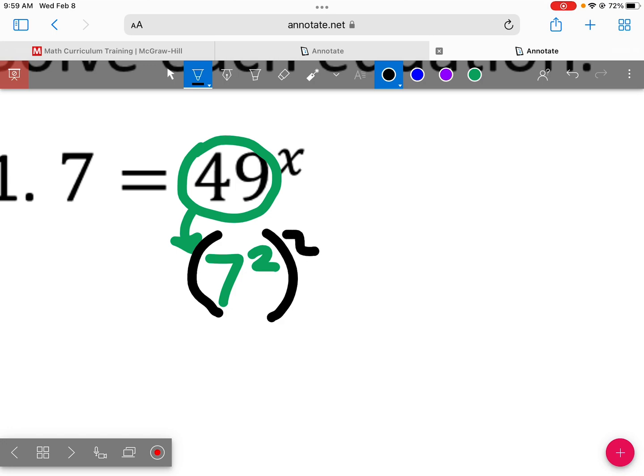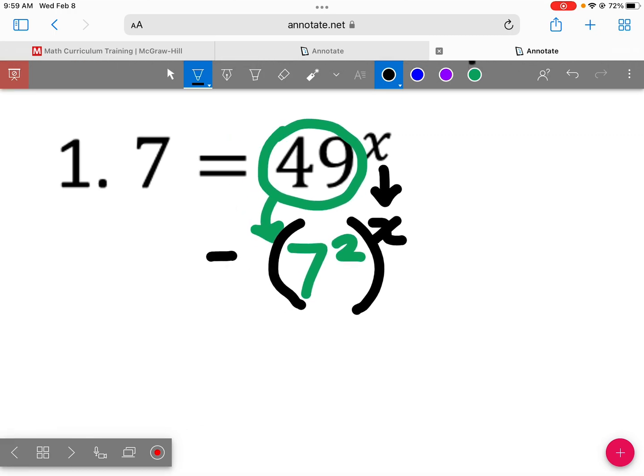What do I do with that exponent of x? Yep, just bring it down. This comes straight down. Over here on this side, I have 7, but that doesn't have an exponent on it. If I don't see an exponent, what's the invisible exponent? 1. Just like I can take any whole number and turn it into a fraction by putting it over 1, I can look at any base and give it an exponent of 1.